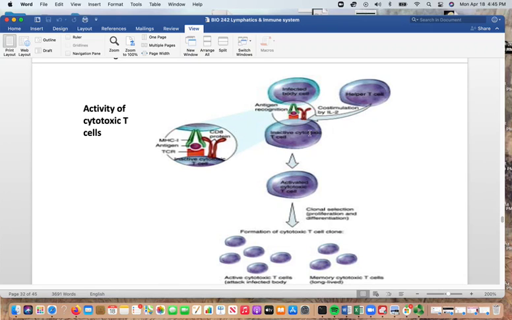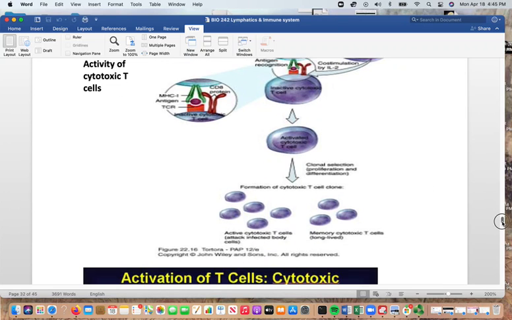So this again shows your antigen recognition, co-stimulation, and creating your active cytotoxic T cells that can undergo your clonal selection and proliferate.